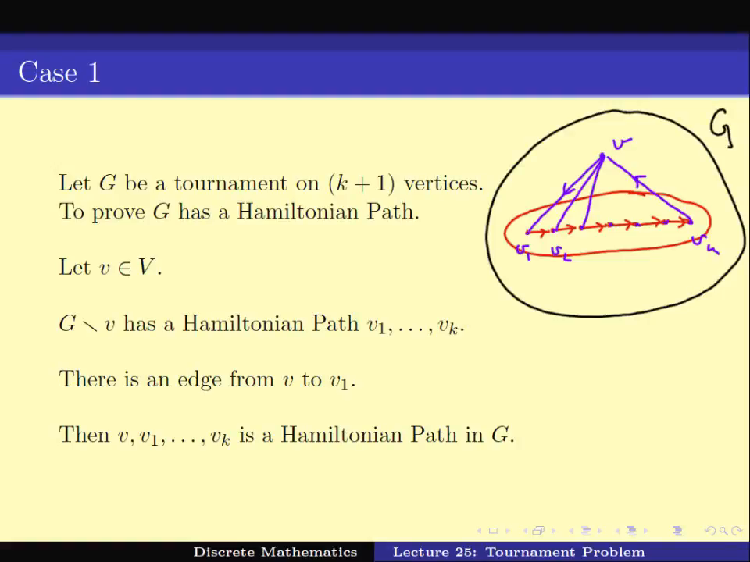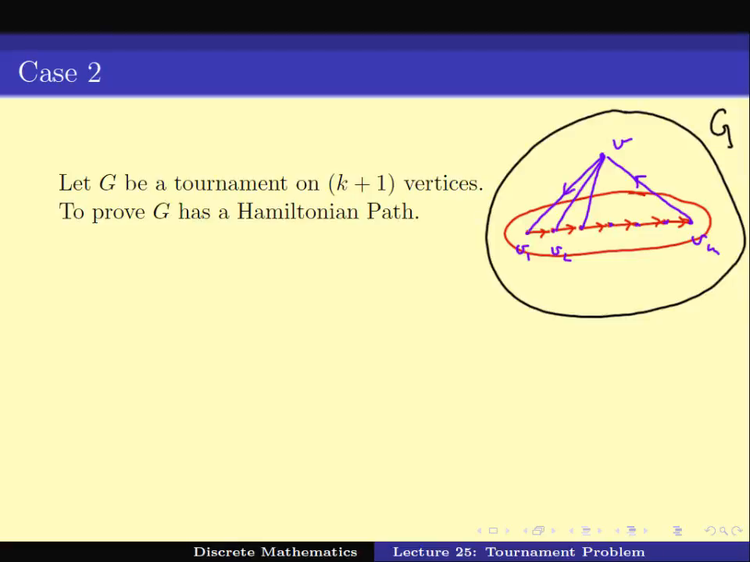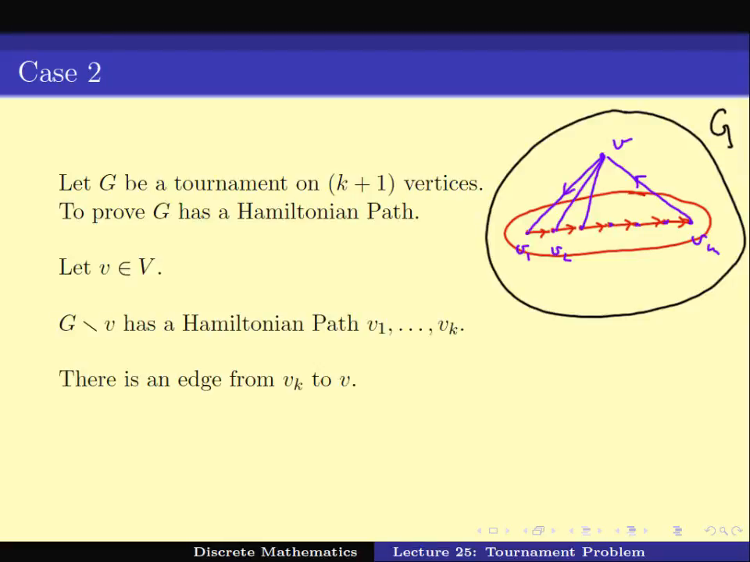Right? Now let's look at case 2. Case 2 is that there is an edge from Vk to V. If there is an edge from Vk to V, can you see the Hamiltonian path? Again, yes. I have V1, V2, V3, V4 till Vk and then to V. So V1 to Vk, V is a Hamiltonian path in G.